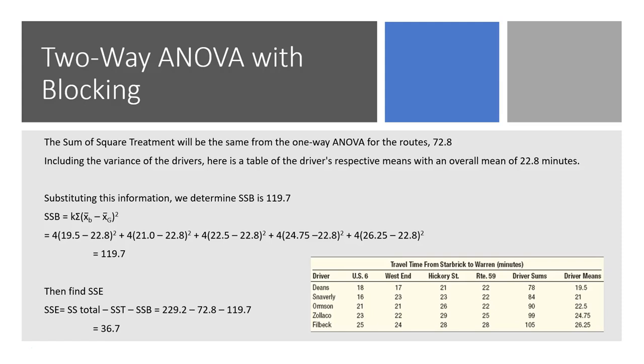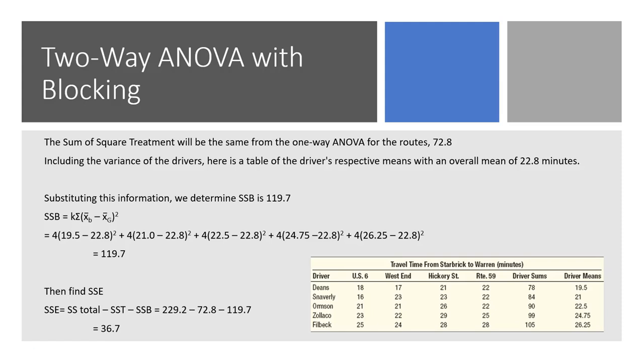So once again, remember that K is our number of treatments, so we have 4 routes. B is our number of blocks, 5 drivers. X bar sub B is the sample mean of the block, B, and X bar sub G is the overall grand mean, and in this case our grand mean is 22.8.